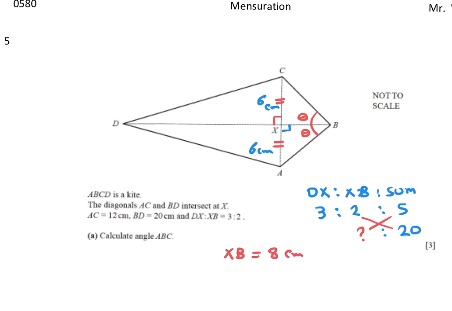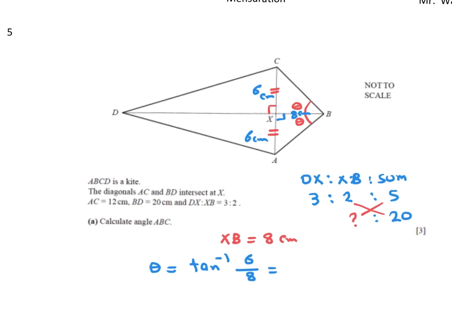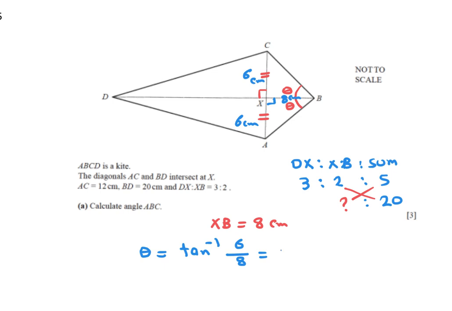So now we know that XB equals 8 centimeters. Now can you find angle theta? We have right angle triangle AXB. Yes, sir. This side is 6 and this side is 8. We have the opposite and the adjacent, so we use tan inverse. Yes. Tan inverse of 6 over 8. Sir, it equals 36.9.